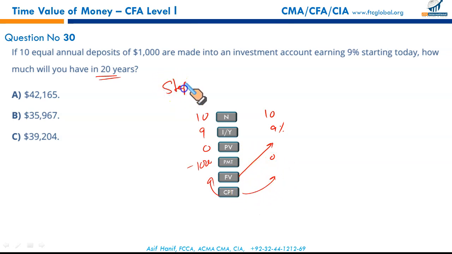So good question, apparently a one-liner, but it has a lot of twists. Step 2: in the first step, you will calculate the future value after 10 years. That future value will become the present value for the next 10 years. With 0 payment, 9% interest, you will calculate the future value. Let us do it.